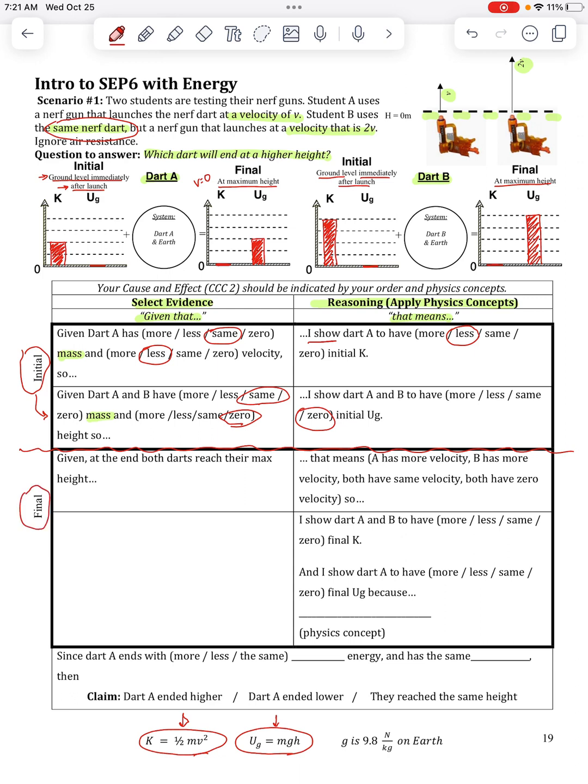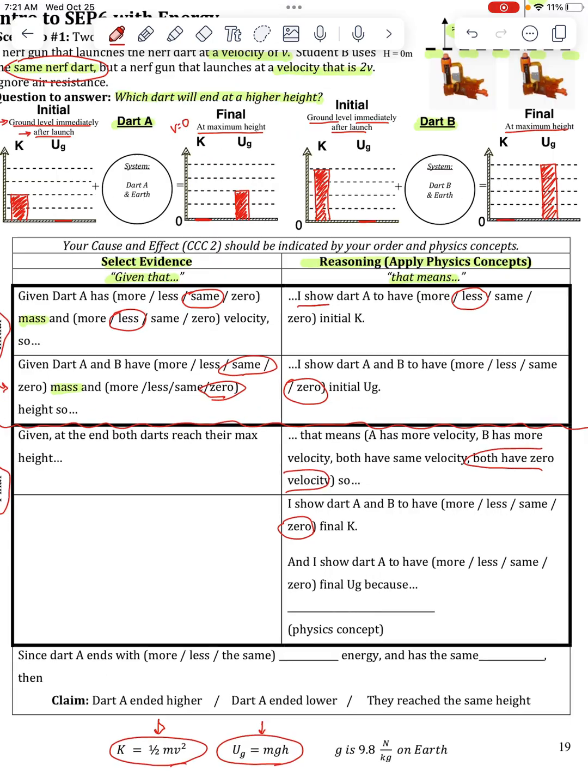So given that at the end, both darts reach their maximum height, that means, and we talked about this, that's code word for meaning they have 0 velocity. So both have 0 velocity. So I show dart A and B to have 0 final kinetic energy. Explain why we didn't draw kinetic energy at the end. So now this last piece is how did you know to draw a different amount of UG?